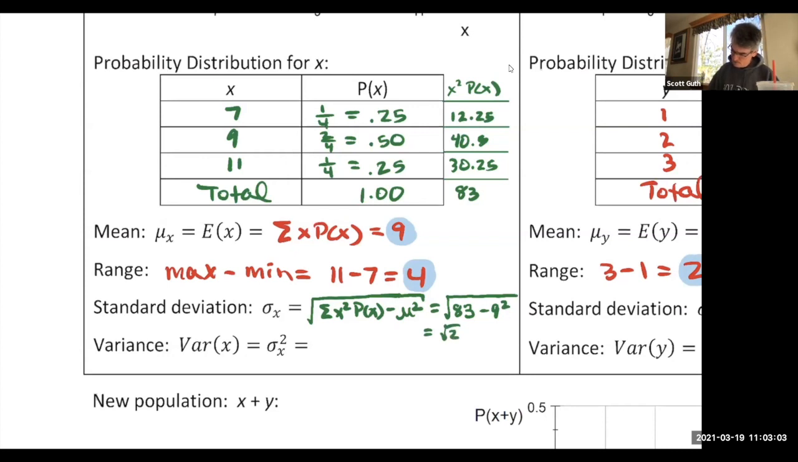Which you can write as 1.41 if you like. But the square root of 2 is the standard deviation. So the variance would be the square root of 2 squared, which is what? I know you know this. So if you square a square root, it goes away. So the square root of 2 squared is 2.